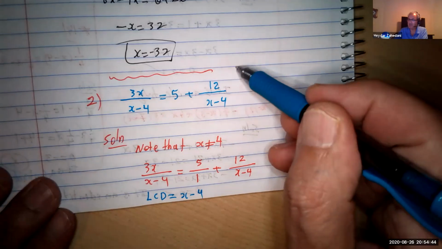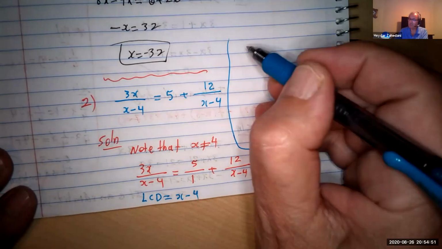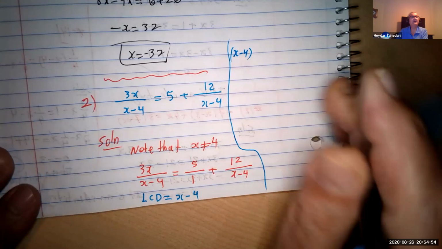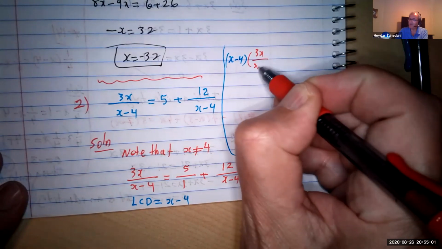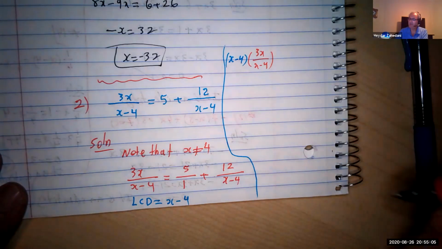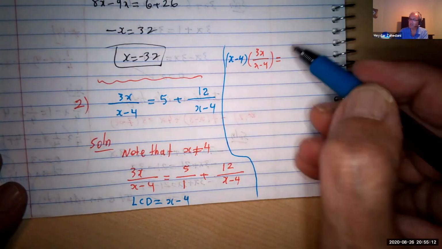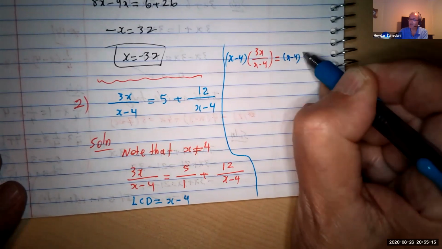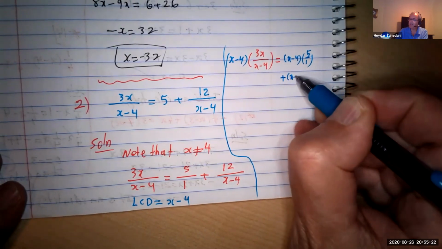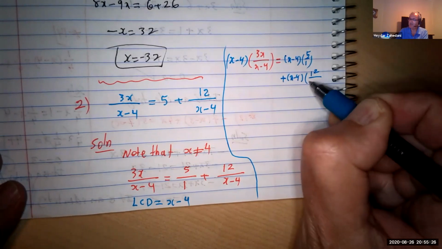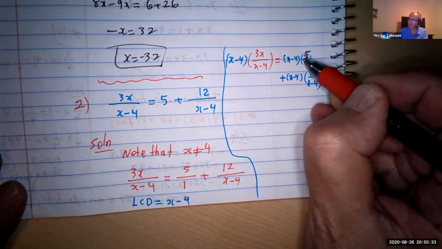I'll put it over here so that we have it and we can finish it. Okay, multiply both sides like the one that you did with the numbers. So this is x minus 4 times the first one. You have 3x over x minus 4. That's the first one. Go to the other side. Make sure you multiply by 5 as well. So this is x minus 4 times 5 over 1, and this is going to be plus, again, x minus 4 times 12 over x minus 4.